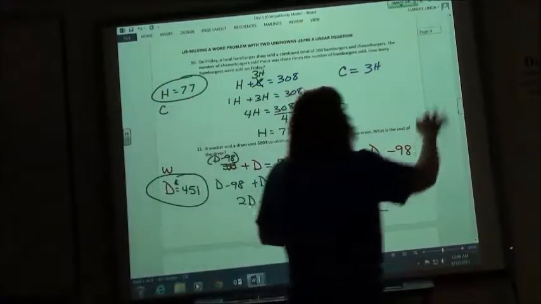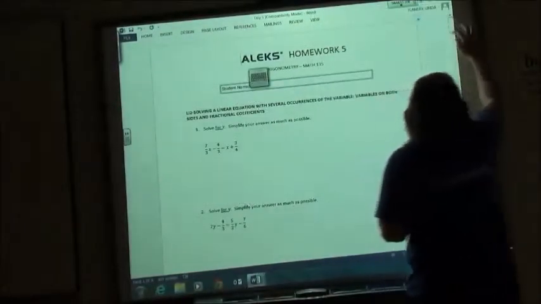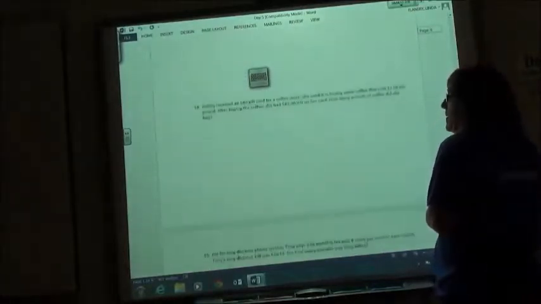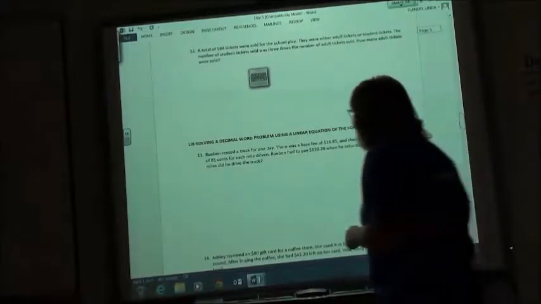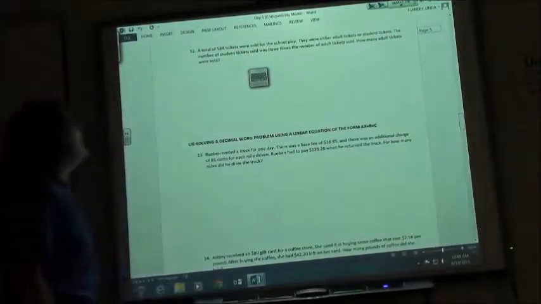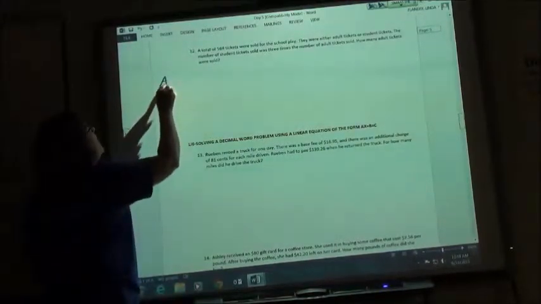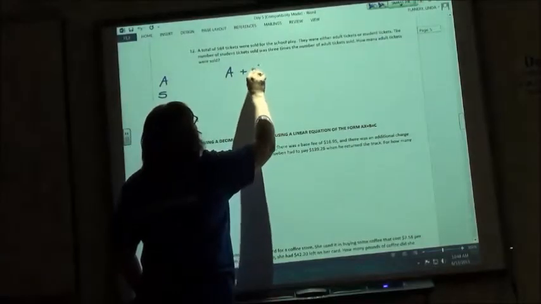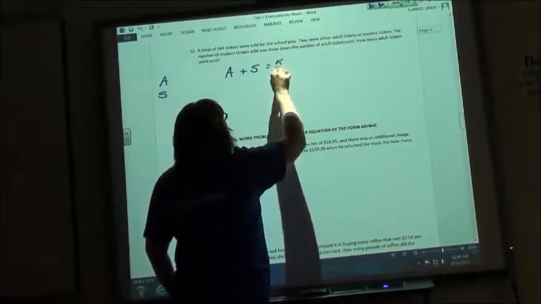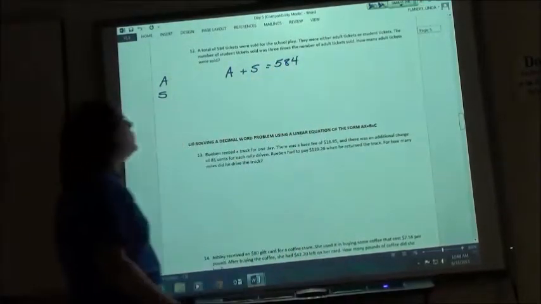So number 12. A total of 584 tickets were sold for the school play. They were either adult tickets or student tickets. So I'm going to use A for my adult, S for my students. I'll just have to try to make sure it doesn't look too much like a 5. So my number of adult tickets plus my number of student tickets would be 584 altogether, since there were a total of 584 tickets sold.